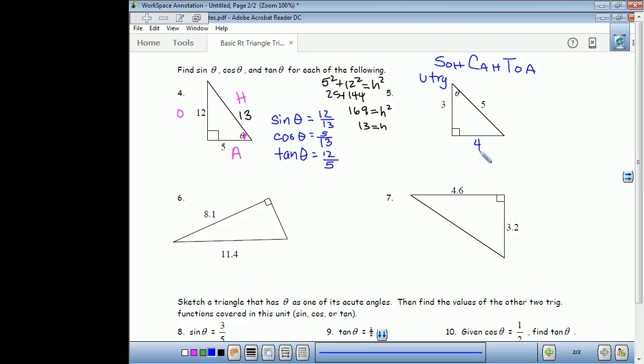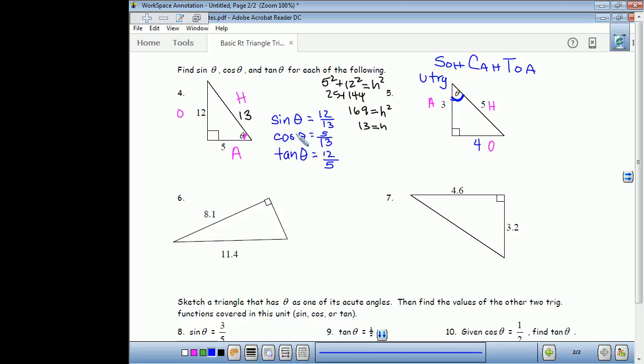Okay, did you guys get that the missing side is 4? Okay, so if this is my angle right here, this one is across from it, so it makes it the opposite. Here's my right angle, so this one has to be the hypotenuse. So what does it leave for this side? The adjacent. And it is attached to the angle, so that makes sense.